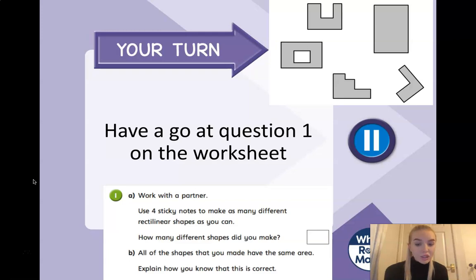I would like you to use 4 sticky notes. Now, if you don't have any sticky notes, what you can do is cut out 4 different squares from a piece of paper, but the squares must be the same size. It's really important they're the same size. I want you to see how many different rectilinear shapes you can make using just those 4 sticky notes or those 4 pieces of paper.